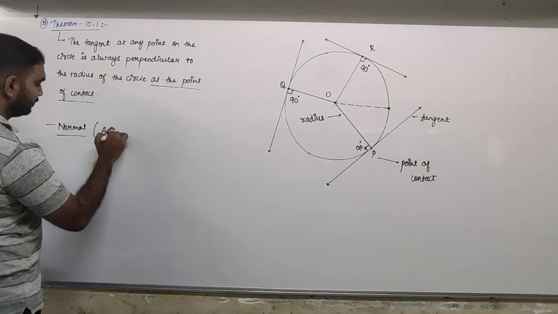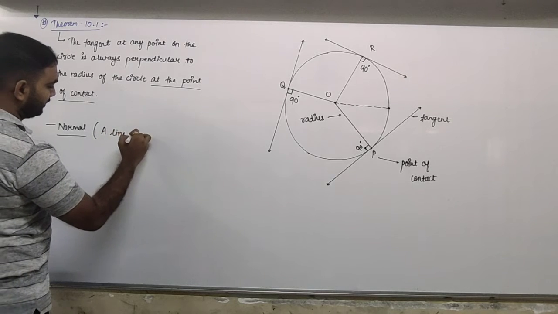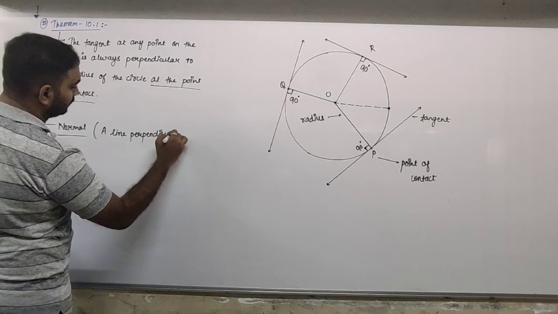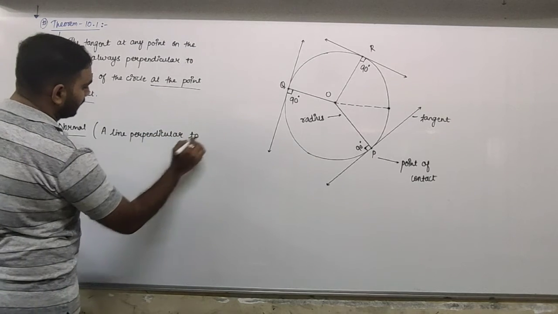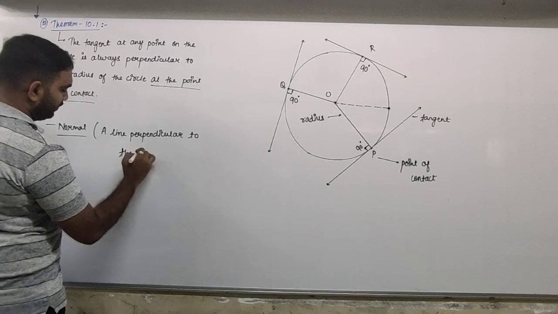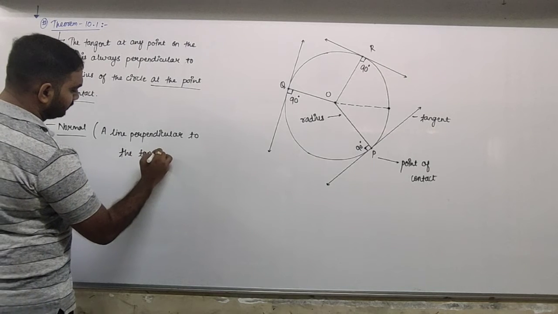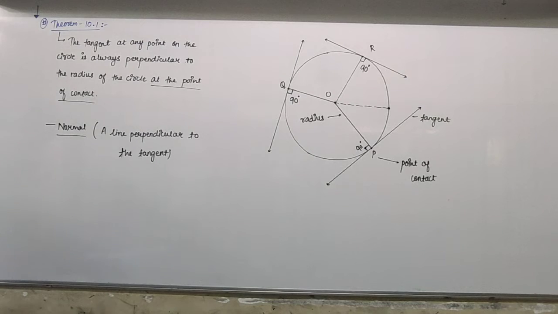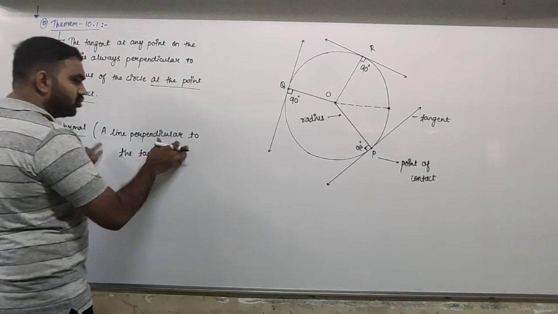A line perpendicular to the tangent is called the normal, right? In terms of geometry.